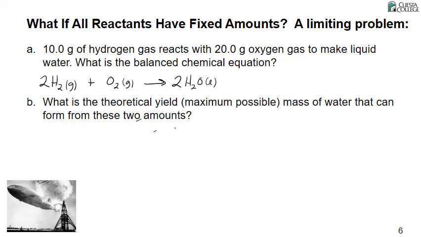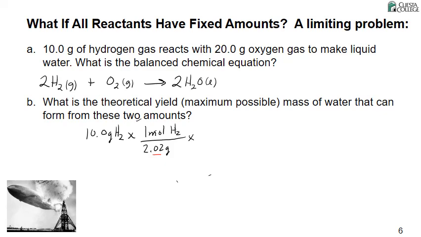We can now calculate the theoretical yield, or the maximum possible mass, of water that can form from those 2 amounts of the reactants. Starting from 10.0 grams of hydrogen, in order to use the stoichiometric ratios from the chemical equation, the mass of hydrogen needs to be converted to moles. From the periodic table, we can tell that every mole of H2 would have a mass of 2.02 grams. Don't forget, I always encourage students to use 2 decimal places for all their molar masses.